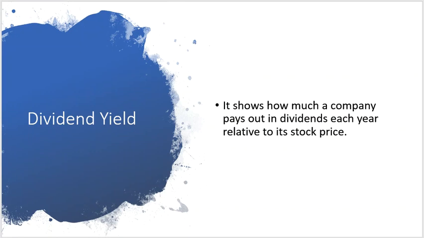It also shows how much a company pays out in dividend each year relative to its stock price. So it's nothing but the same thing which is drafted in different wording. Different words are used, but basically it says the same thing.